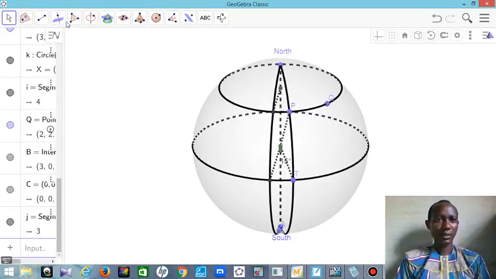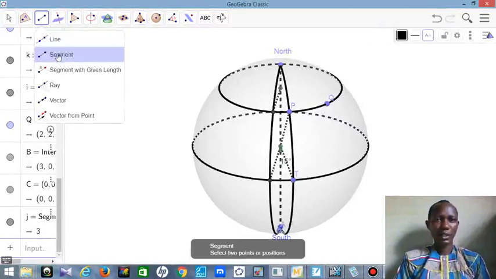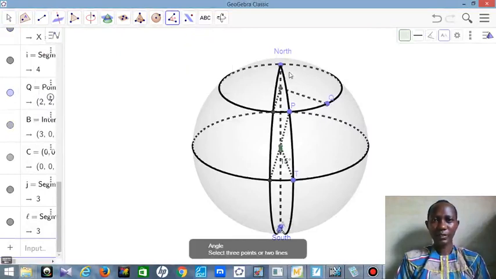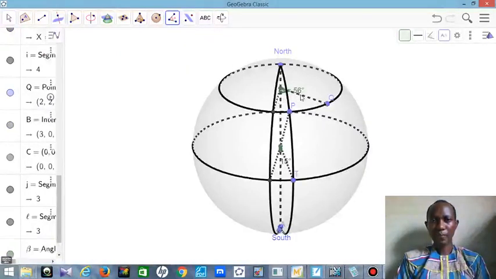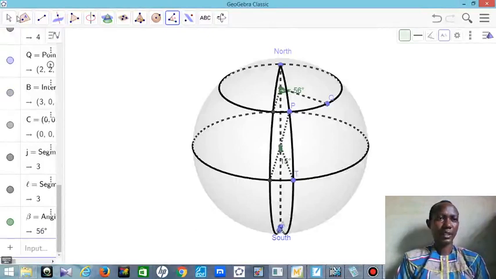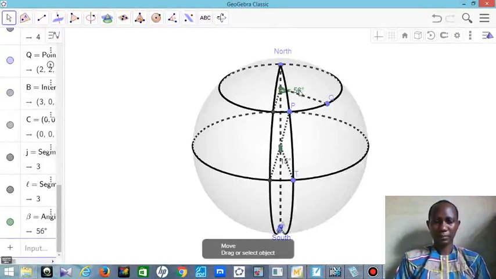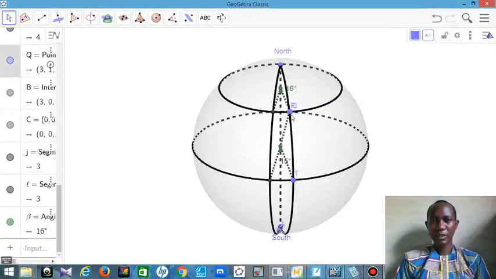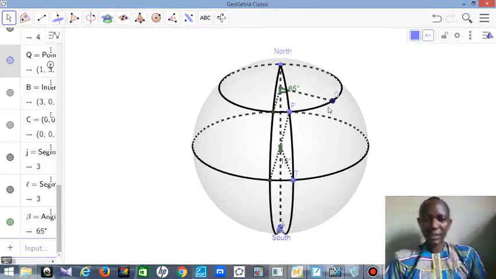So let's put the angle. I need to draw the line that connected first. Okay, so the angle that is given is this. The angle is 65. You can see, from this point, P is 15, so it moved down to 65 degrees. Okay, so that is it.